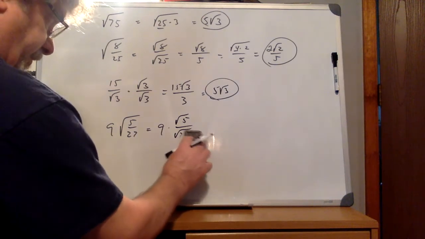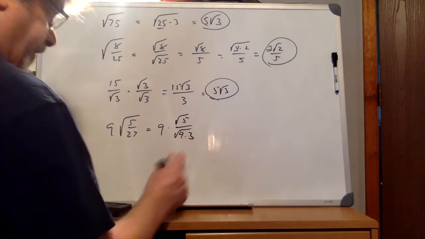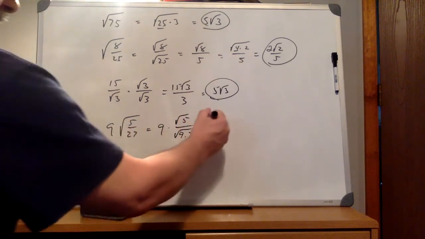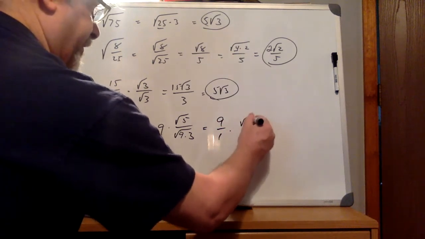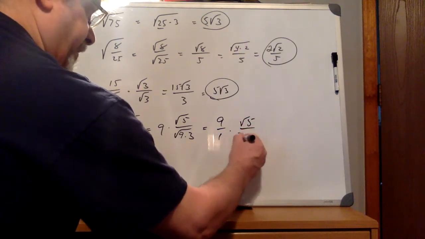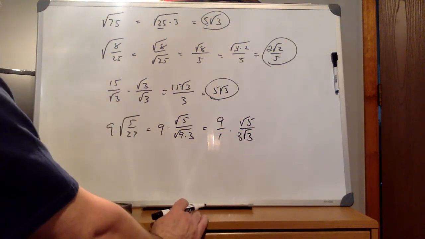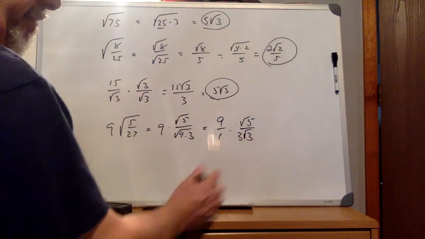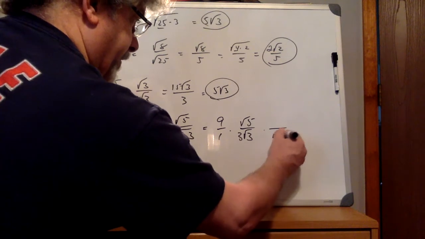But I'm going to just do this right away. 27, I can make that 9 times 3. Right? Since we have a fraction here, I'm going to make the 9 a fraction a while. So I have the square root of 5 on the top. On the bottom, I have 3 times the square root of 3. So I can't have the square root of 3 on the bottom of this fraction. So to get rid of it, I'm going to multiply by that square root.